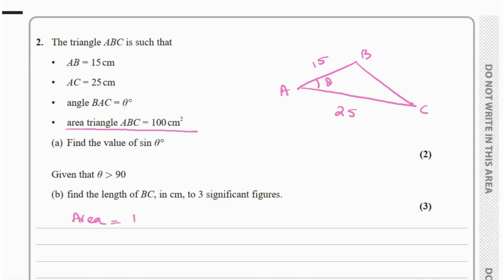So nothing new so far, except for the integration, obviously that was new. But area equals 1 over 2 AB sine of angle C. So over here, it's 100 equals 1 over 2 times 15 times 25 times sine theta.